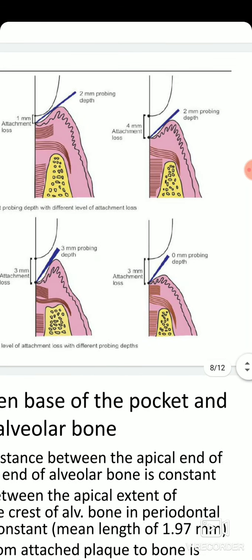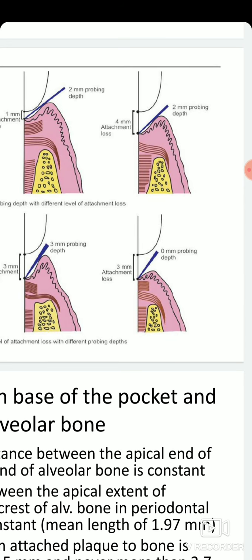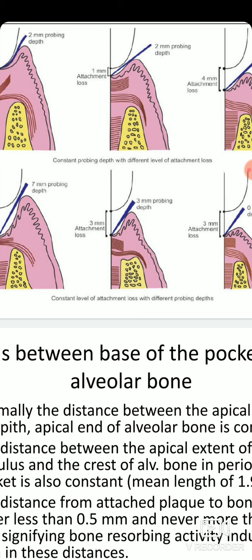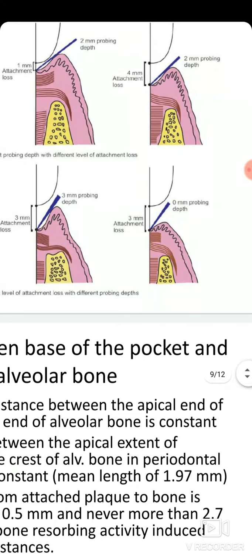and the third picture shows 4 millimeters of attachment loss and 2 millimeters of probing depth, that is around 4 millimeters of attachment loss is recorded, whereas the next figure shows 7 millimeters of pocket depth, out of which 3 millimeters of attachment loss is seen. The fourth picture shows 3 millimeters of attachment loss and 3 millimeters of periodontal pocket. 3 millimeters of attachment loss and 0 millimeters of probing pocket depth.